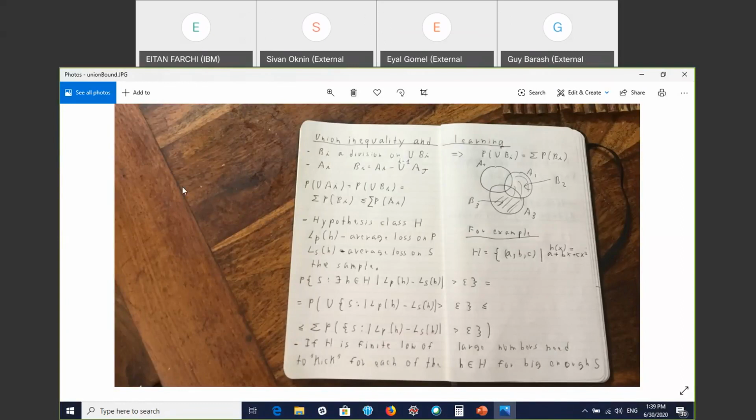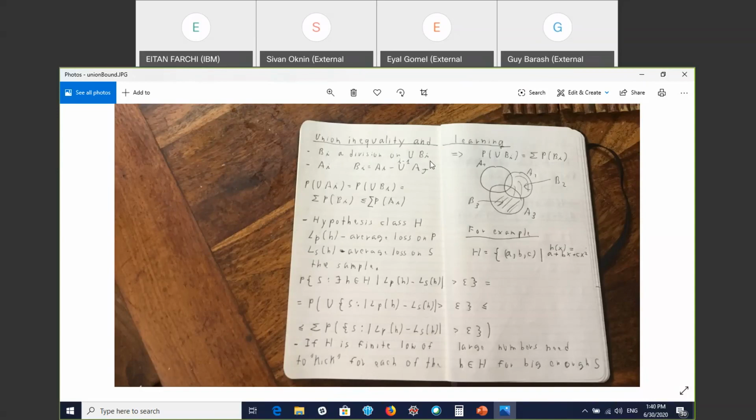Okay, so today we're going to cover a very interesting relation between the union inequality and PAC learning, or learning theory, if you like. Basically, the union bound is a very fundamental property of probability.